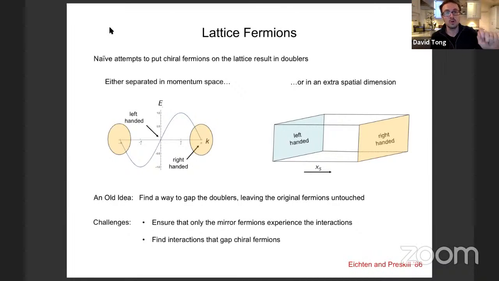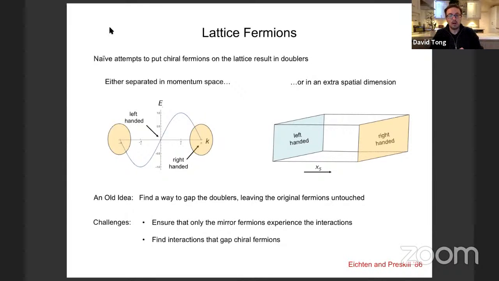But in doing so, you shouldn't break any of the symmetries that you care about. In particular, if there's a gauge symmetry or a global symmetry floating around, you should give a mass to a bunch of fermions without breaking that symmetry. On the domain wall picture, you have to give a mass to the fermions that sit just on the right-hand edge. Make sure the left-handed ones stay massless.